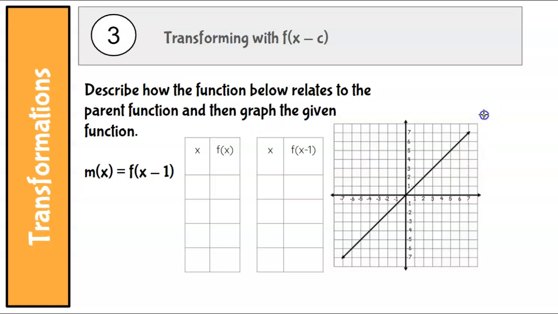So this is our parent function, f of x equals x. And our new function, m of x, is going to take it and move it to the right. You'd think minus would be to the left, but it's actually going to move it to the right. So it's going to look like this. I'm just shifting them right this way.